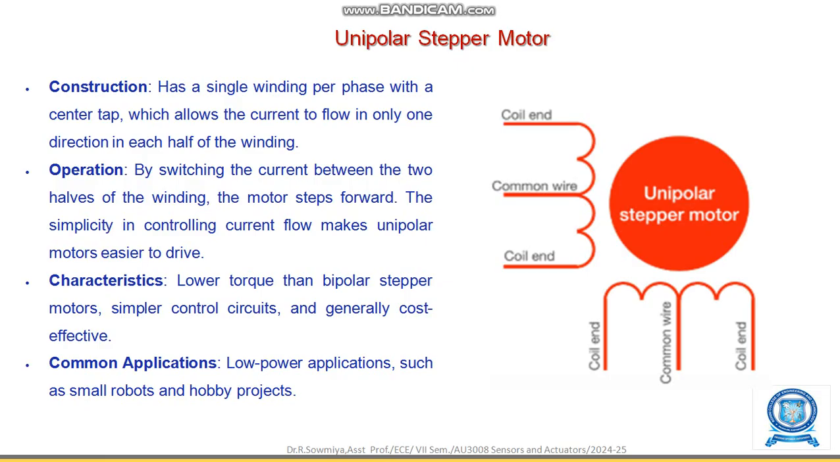Next one is the unipolar stepper motor. It has a single winding per phase with a center tap, which allows the current to flow in only one direction in each half of the winding. It is mainly used in low power applications such as small robots and hobby projects.